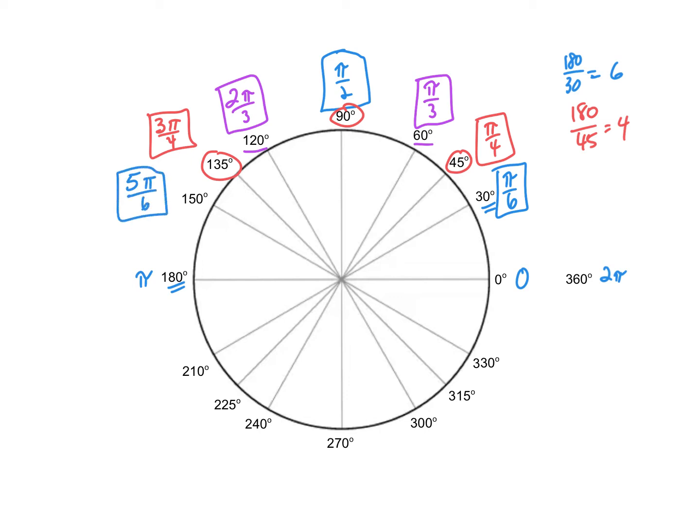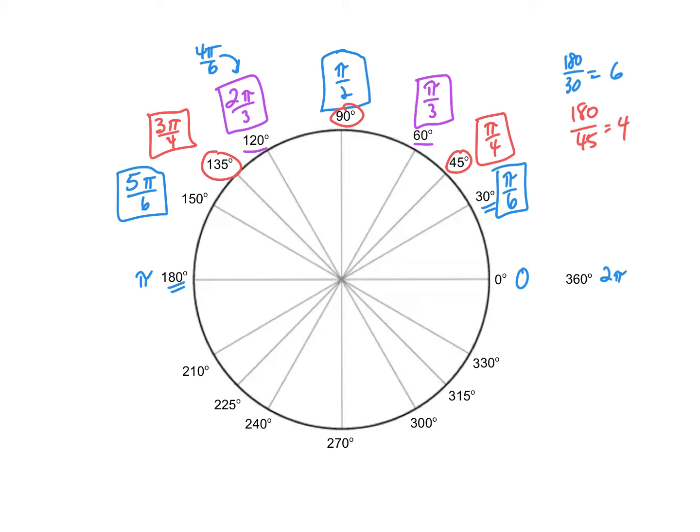Now, another way you could have looked at 120 is you could have said, well, 120 is 4 30s, and so that would be 4 pi over 6. But guess what? That reduces down to 2 pi over 3. So if you want to think of it in terms of multiples of 30, that's totally fine. Then you just have to reduce the fraction. That's all.